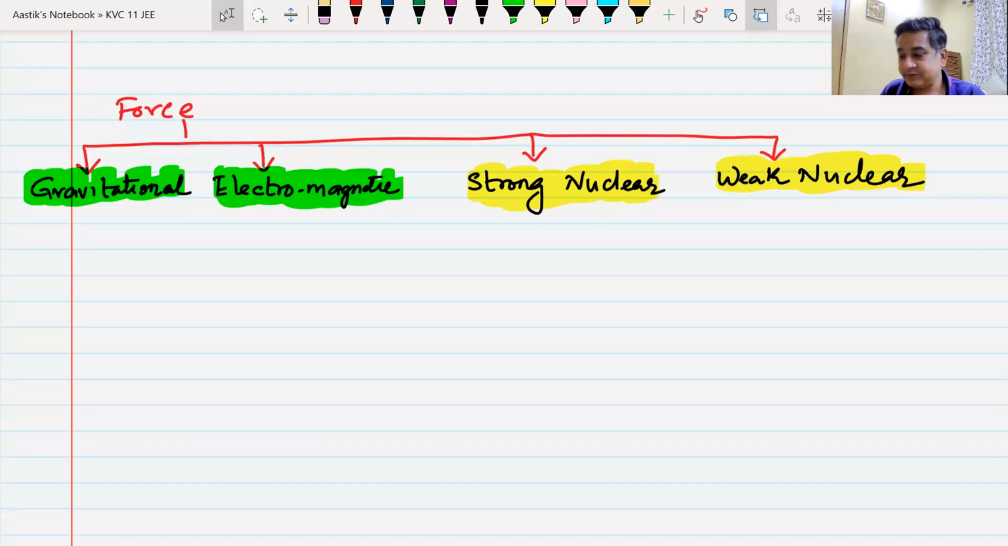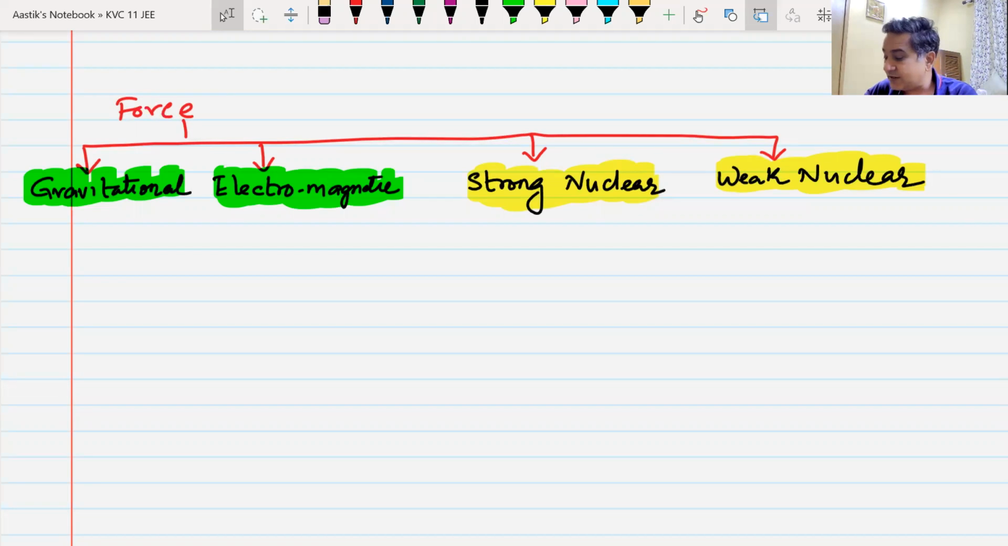What has happened here? This has gone. Screen sharing has gone. So gravitational force has to be the strongest force. No questions asked, no answer given. We agree on this? Yes or no?